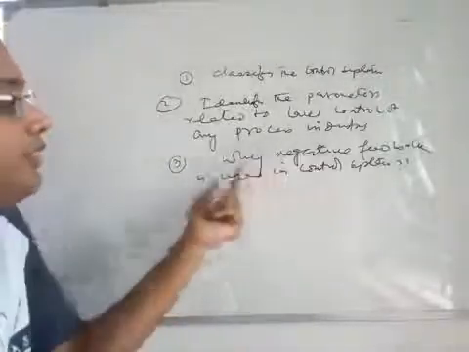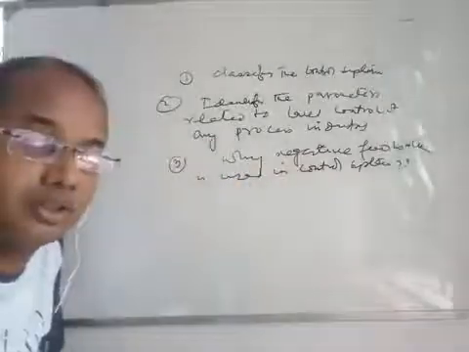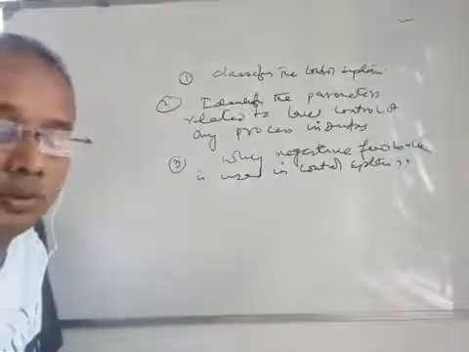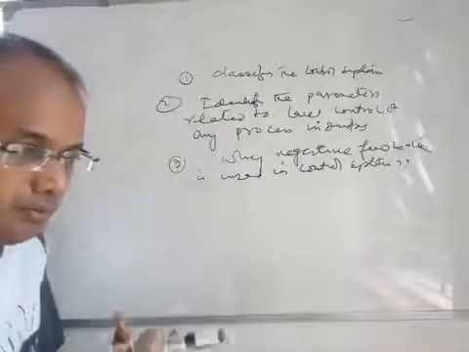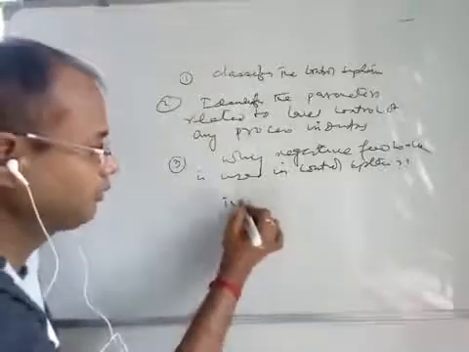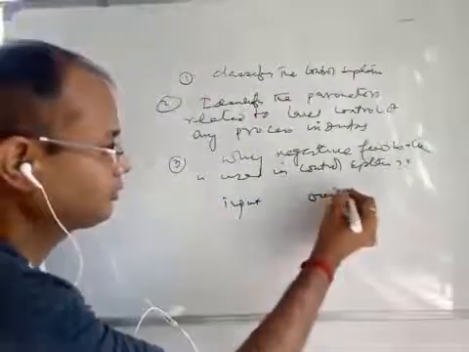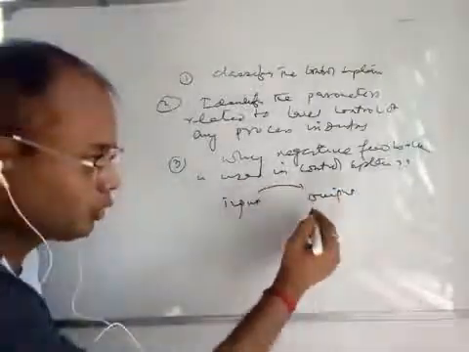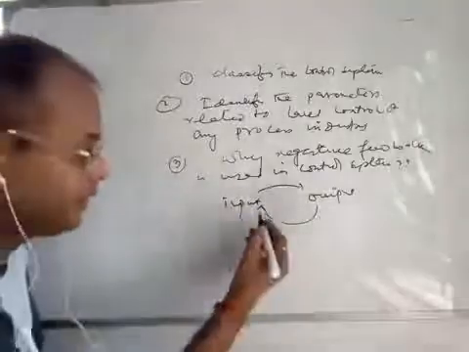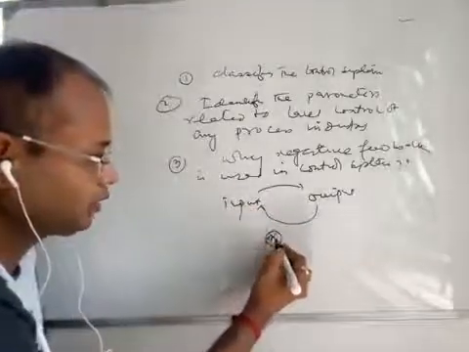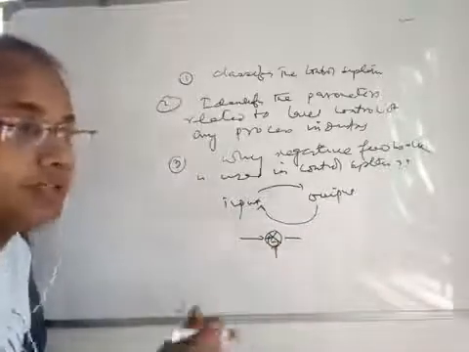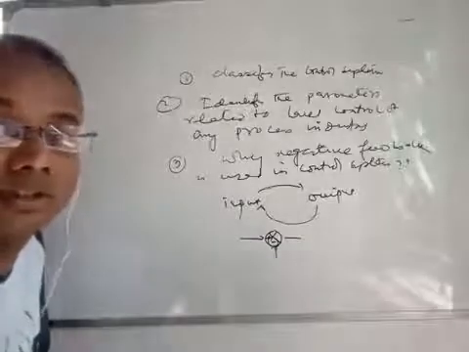Next, why is negative feedback used in control systems? That is a very important question. To make the difference between an open loop control system and a closed loop control system, the major part is the feedback path. That means the signal goes from input to output, and from output to input the signal also comes back. So that is the feedback path, and we make this a negative feedback, right? Very important. Why is it not positive feedback? What is the consequence of using negative feedback?